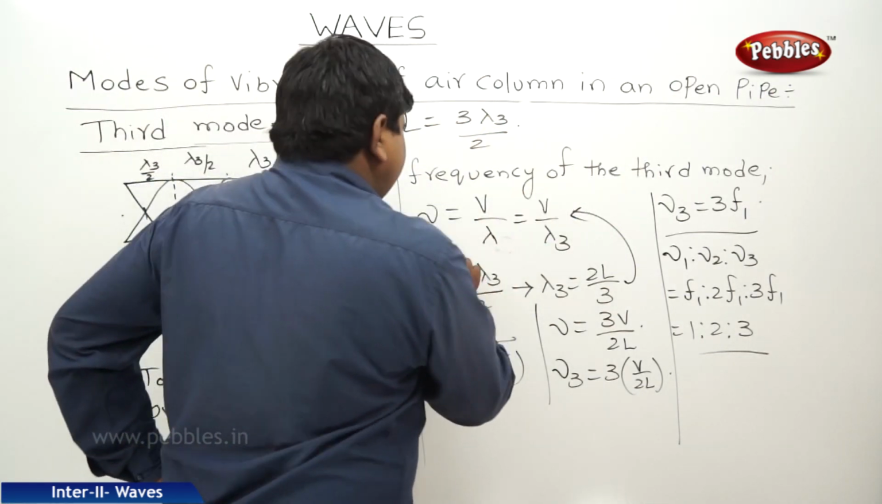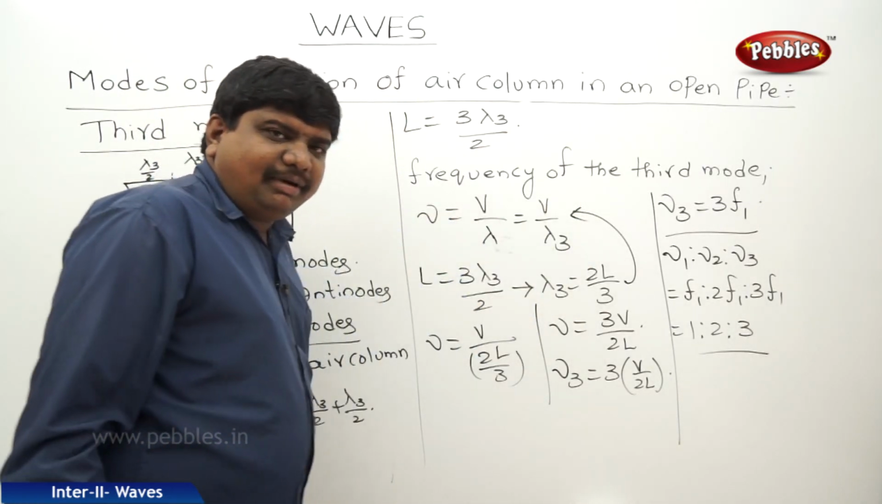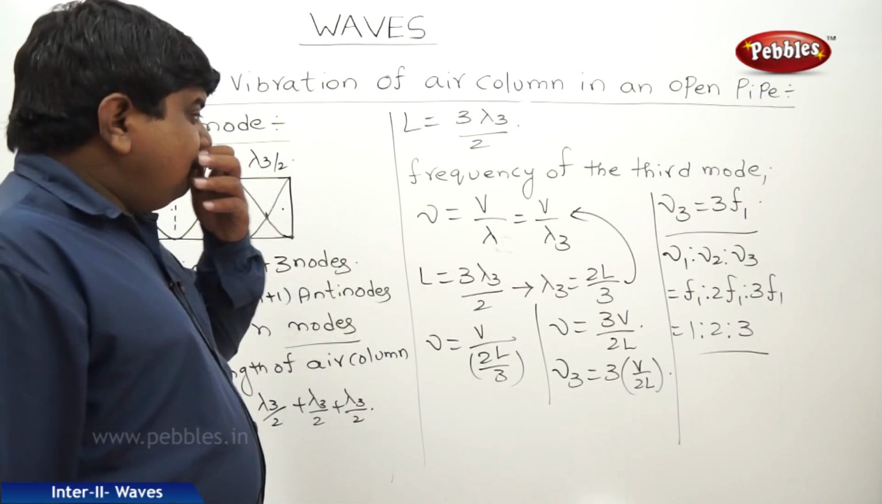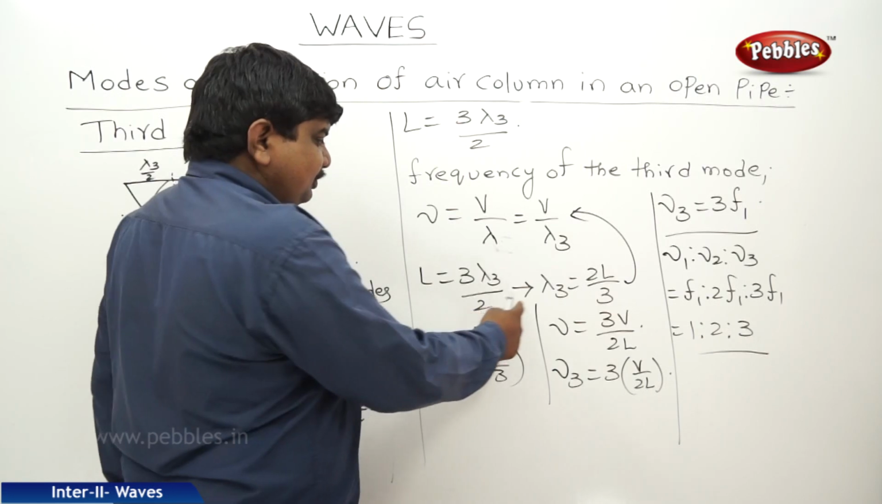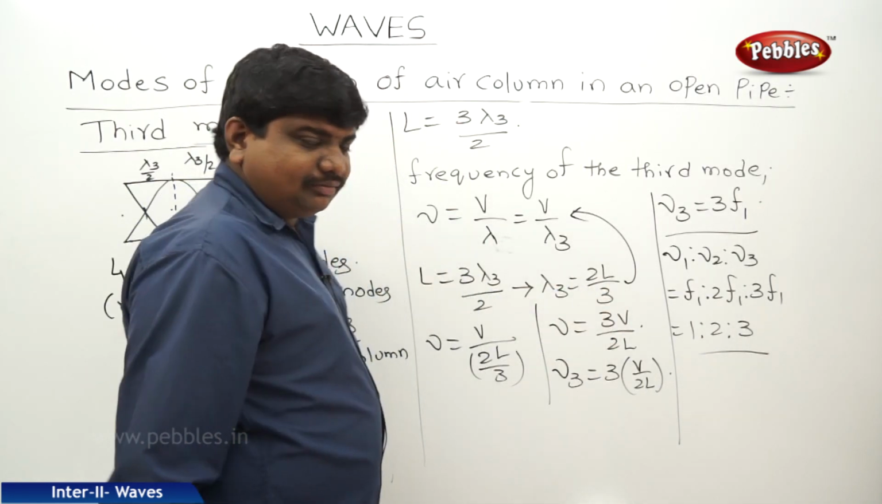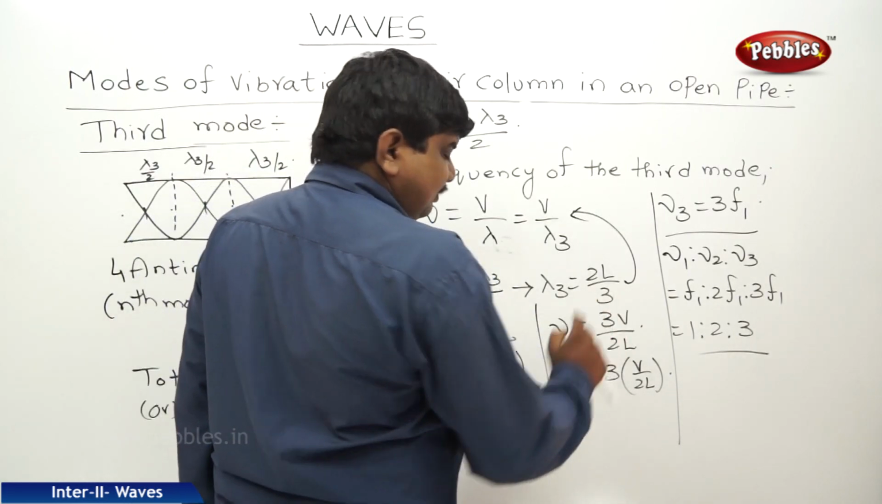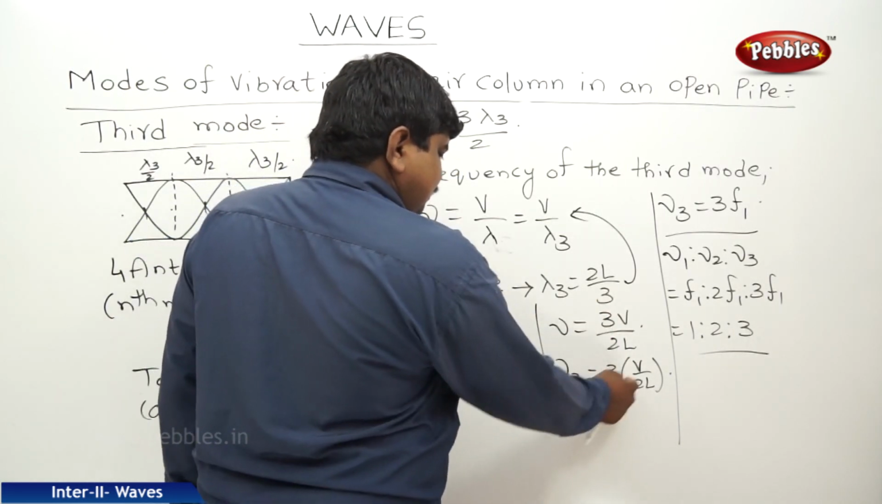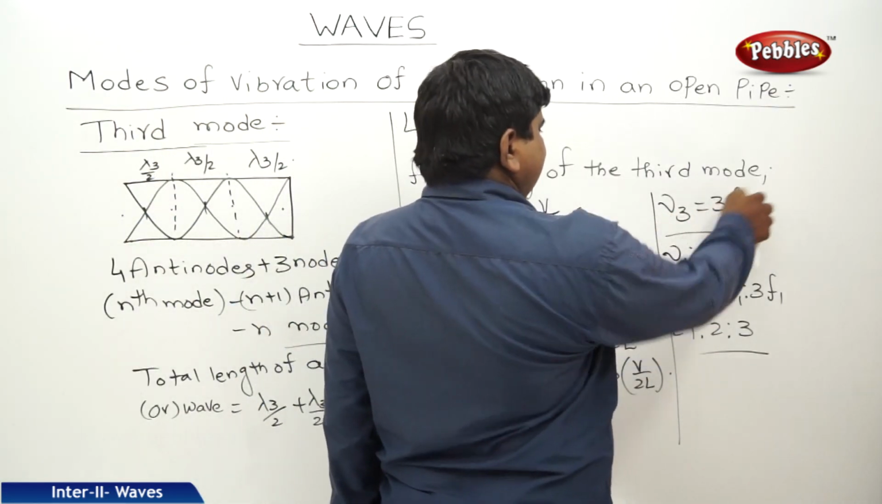So frequency of the third mode, nu is equal to V by lambda. Therefore, here the lambda is called lambda 3 because it is the wavelength of the third mode. So L is equal to 3 lambda 3 by 2, lambda 3 becomes 2L by 3. So nu is equal to V by 2L by 3, nu is equal to 3V by 2L, nu 3 is equal to 3 into V by 2L. So nu 3 becomes 3F1.